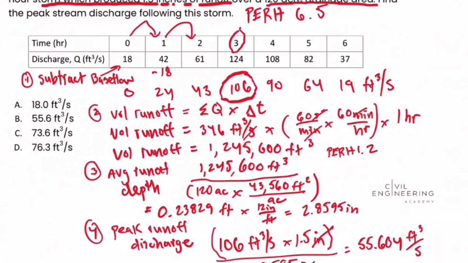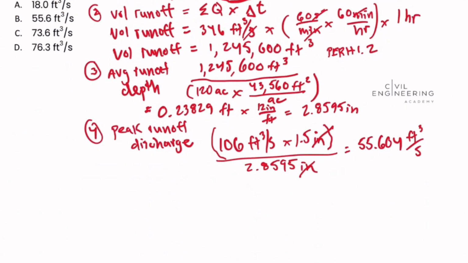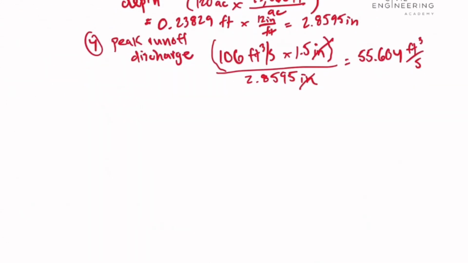But we know that in step 1 up here, we determined there was a base flow of 18. Remember that? So we're asked in the problem to find the peak stream discharge following the storm. So we said base flow is always occurring. So that means in step 5, to solve this problem, ultimately what we need to do is take our peak runoff discharge that we found in step 4. Remember, the runoff discharge is from the storm itself.